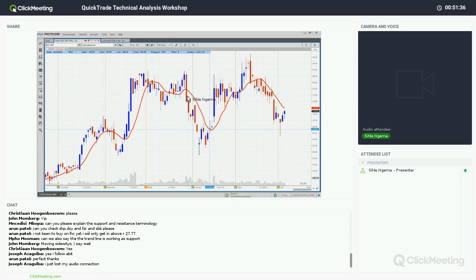But if you're an aggressive guy, you want to be aggressive, yes, you can go in and sell this market. But the issue is that if the market decides to turn and move higher, you're going to lose a lot of money.